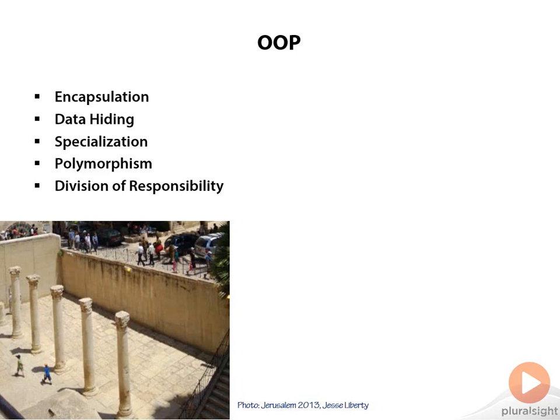It has been said that object-oriented programming relies on 5 pillars. Encapsulation, the idea that all of the workings of a class are behind the walls of that class. Data hiding, a closely related idea that the data held by the class is private to that class and not visible to methods outside that class. Specialization, which we will come to when we talk about inheritance, and polymorphism, which we will come to when we talk about inheritance. But let's begin with division of responsibility.